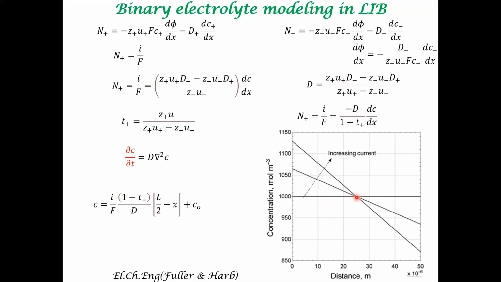Let us notice one important feature. As you increase the current, the variation in concentration is different. There is greater variation in concentration as you increase the current density. At low currents, there is effectively lesser variation in concentration, but as you increase the current, there is greater variation in concentration. This has certain consequences.